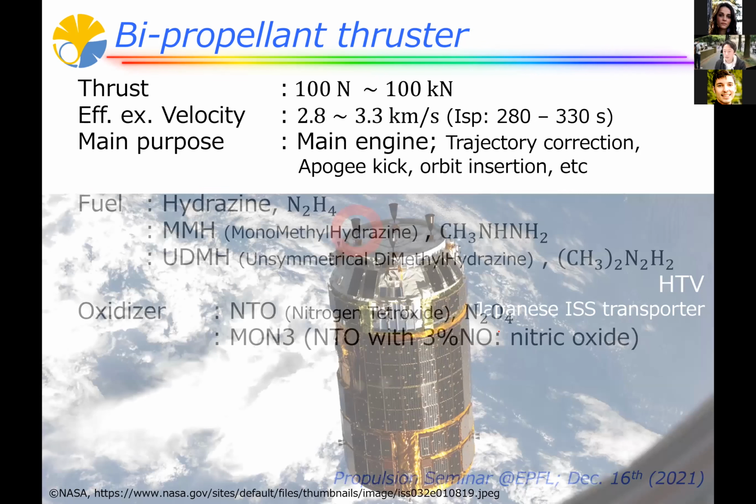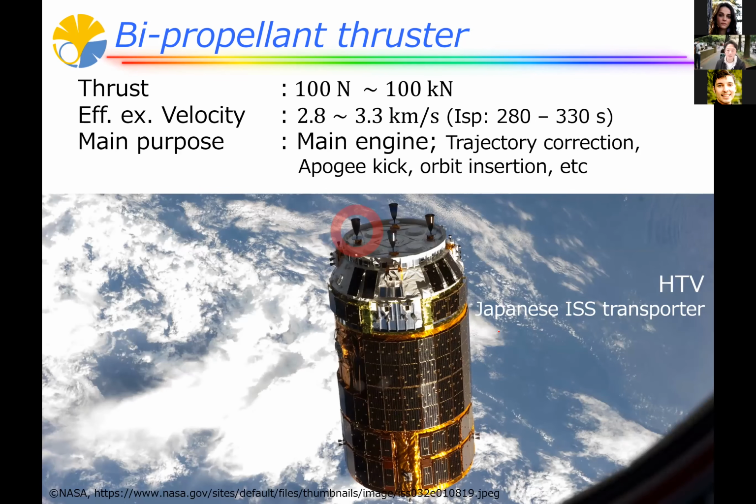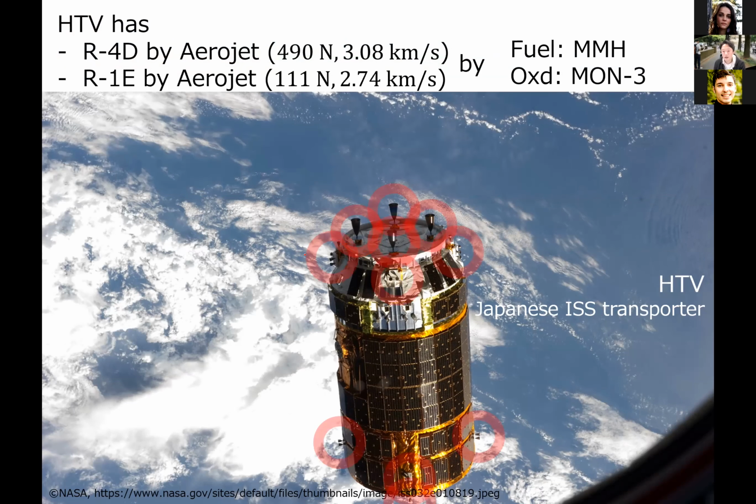For example, this is an application example. This is the Japanese ISS transporter, HTV. And here you see a thruster. This is the bi-propellant thruster. These are the specifications of these thrusters. There are two types of thrusters. Here you see four big ones. These are R-4D by Aerojet. It generates almost 500 Newton thrust and over 3 kilometers per second exhaust velocity. Nice performance. The fuel is MMH and the oxidizer is MON3.